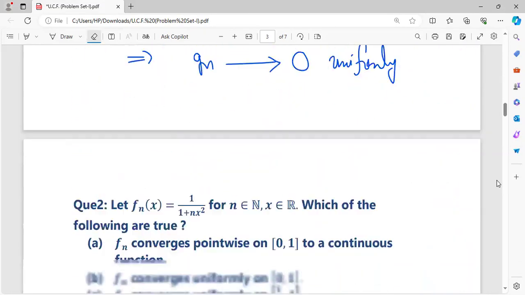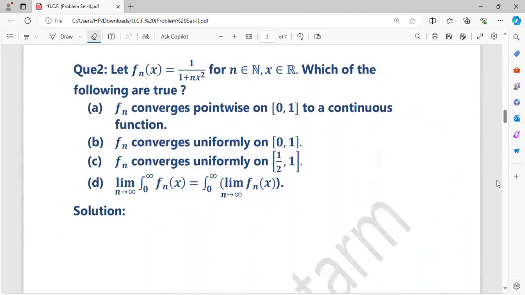Now we move to the second question. f_n(x) is 1 upon 1 plus nx squared. Which of the following are true? A: f_n converges pointwise on [0, 1] to a continuous function. B: f_n converges uniformly on the closed interval [0, 1]. C: f_n converges uniformly on the closed interval [1/2, 1], and this limit is equal. Okay, so let's see it.